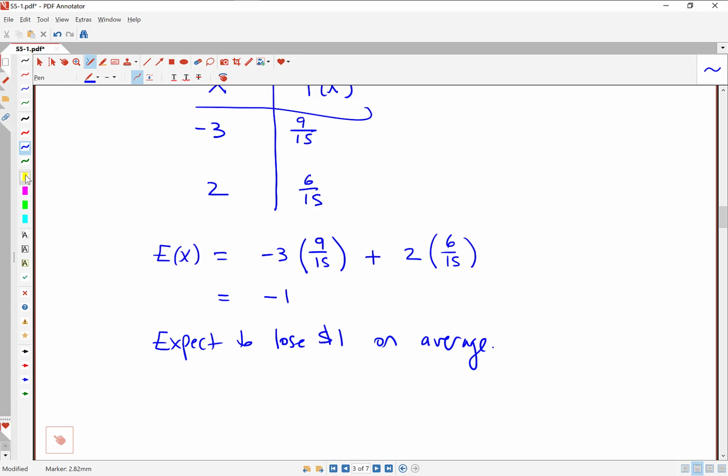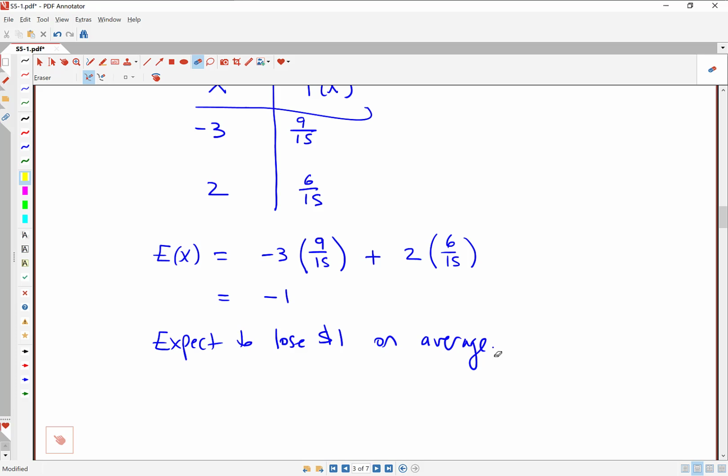So the fact that this number is negative is telling us that we're expecting a loss. If we saw a positive number coming out of this, then we would have an expected gain. But in this case, this is not an experiment that we should really want to play, as we expect to lose money by doing this.